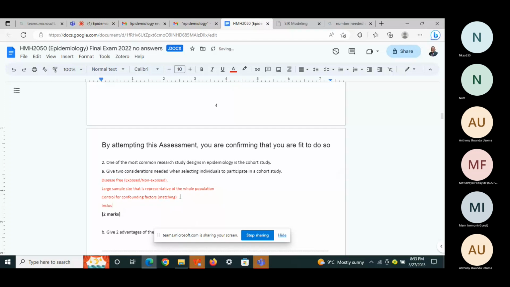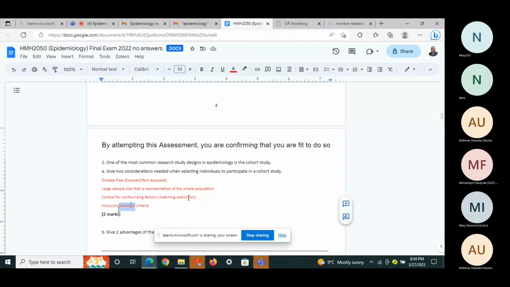In research, when you see the words inclusion and exclusion criteria, that is where you exclude things. You are trying to remove things that will affect the quality of your research. So ways of controlling for confounding are matching and restriction. So restriction is what? Excluding some persons.